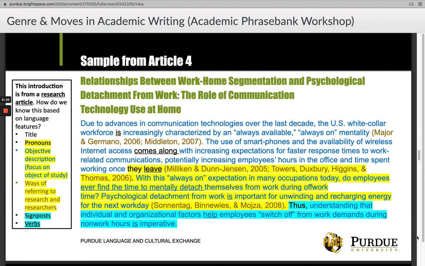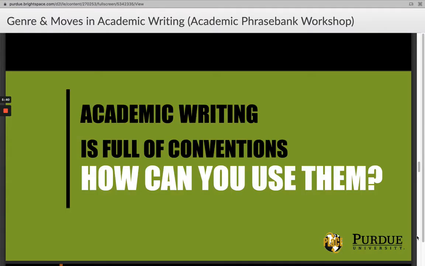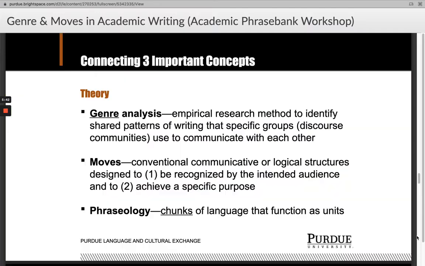And that's what we're doing here when we look at things like the titles, the pronouns, the type of description, whether it's subjective, very personal, or whether it's more objective. The ways of referring to research and researchers, the use of signposting language, transitions like thus, however, nevertheless, the types of verbs that we use. That could be the words or whether it's active or passive voice. So what we want to do is figure out how to use them.